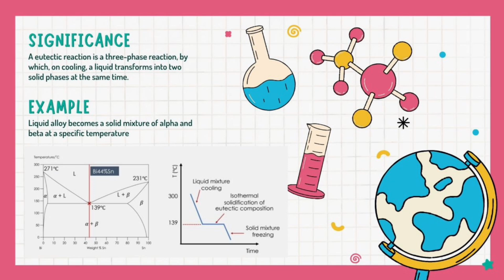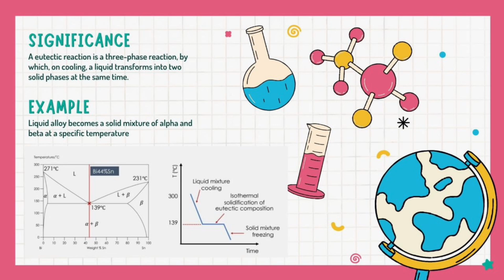A eutectic reaction is a three-phase reaction by which, on cooling, a liquid transforms into two solid phases at the same time. For example, a liquid alloy becomes a solid mixture of alpha and beta at a specific temperature. From the diagram below, we can see that the eutectoid is stabilized in the middle of the diagram. The eutectoid is between two phases, the left and the right one, but we will explain that in the next part. Beside it, you can see a graph of the cooling process for eutectoid.